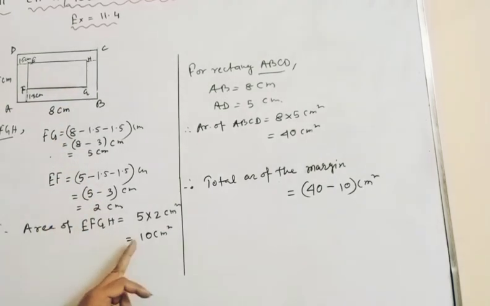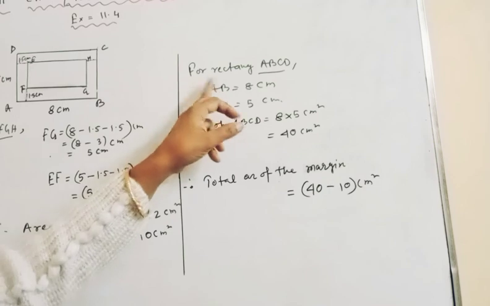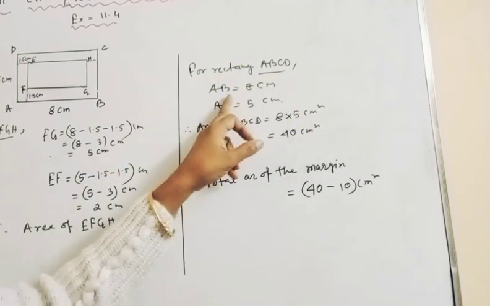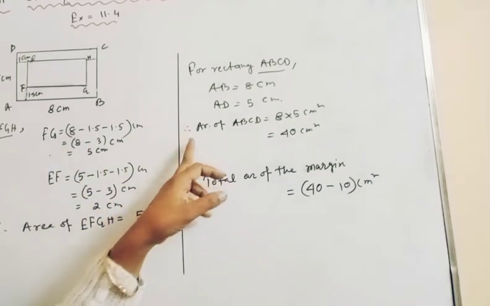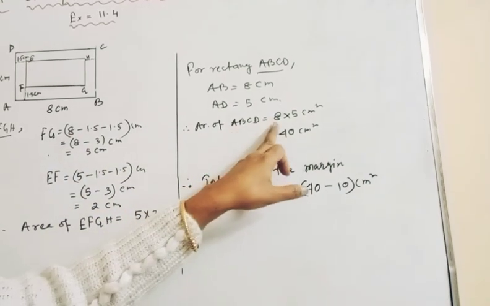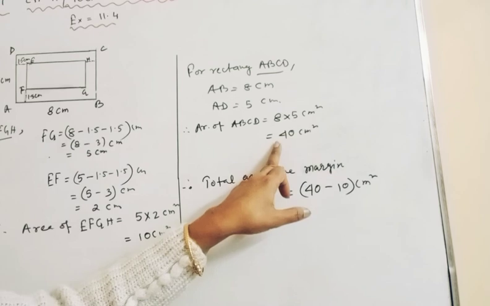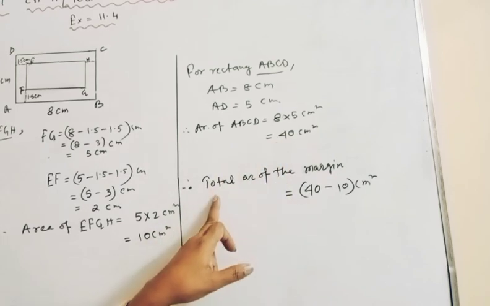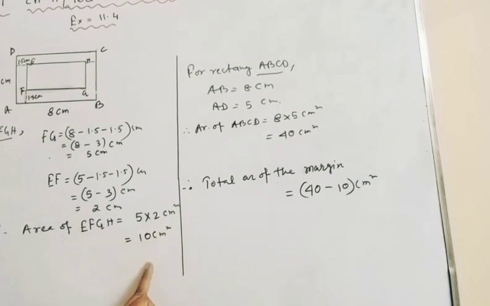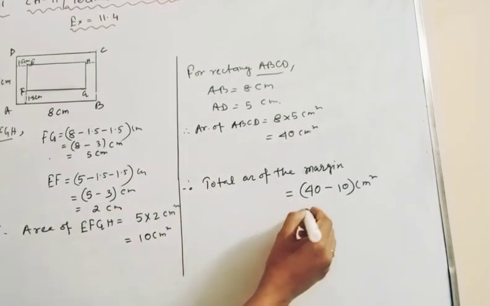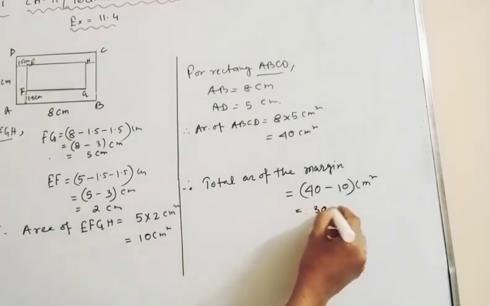So the area of inner rectangle EFGH is 5 into 2 centimeter square, 10 centimeter square. Now come to the outer rectangle. For rectangle ABCD, AB is equal to 8 centimeter, AD 5 centimeter, it is given already. So area of rectangle ABCD, 8 into 5, length into breadth, 40 centimeter square. Now you need to find the total area of the margin. So from the outer rectangle, if you subtract the inner rectangle, you will get the area of the margin. So 40 minus 10 centimeter square, and it is 30 centimeter square.